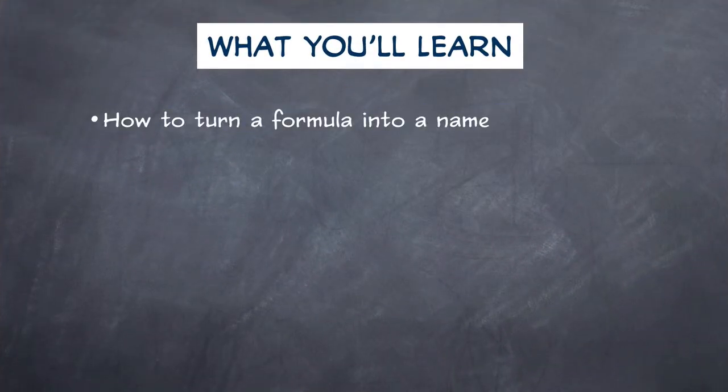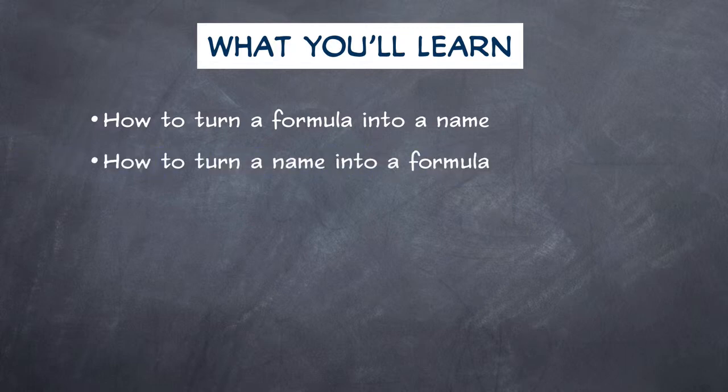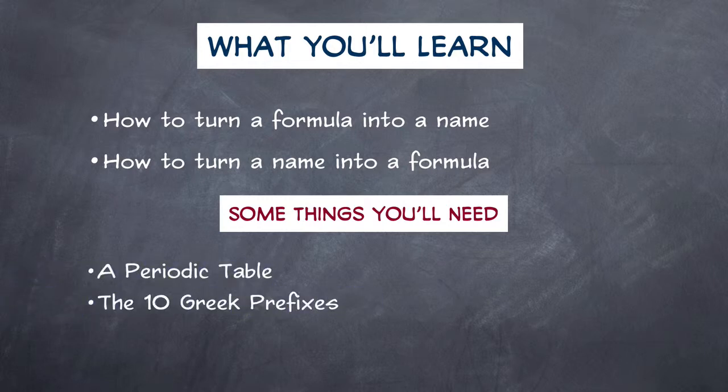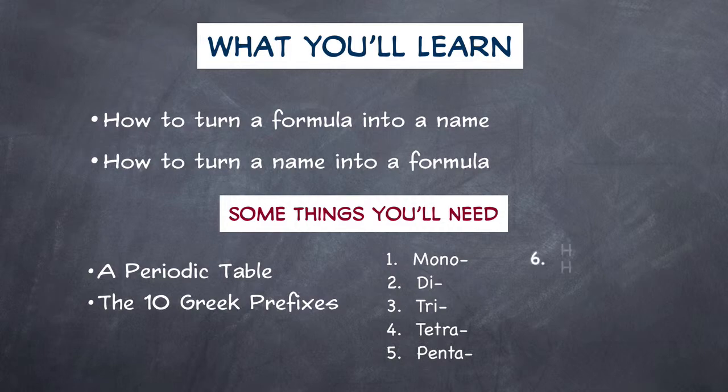What you'll learn today is how to turn a formula into a name. And you'll also learn how to turn a name into a formula. Now, there are a couple of things you're going to need. You're going to need a periodic table, and you're going to need the 10 Greek prefixes. Now, these are in your textbook, but I will go ahead and give them to you right here. So you might want to pause the video and just write them down.